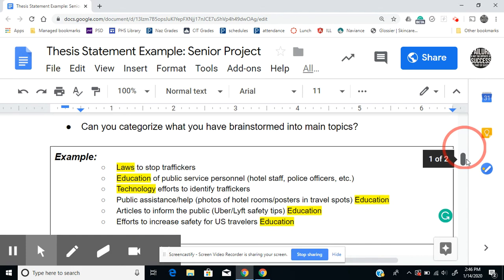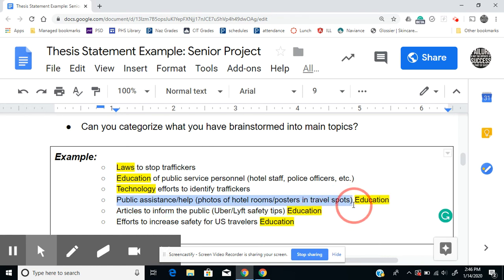Now that you have brainstormed, you want to categorize. Laws to stop human traffickers: I essentially want to talk about laws. Education of public service personnel: I want to talk about education. Technology is the broad category for the next one that I want to talk about. Well, this next one, public assistance help, photos of hotel rooms, posters, and travel spots.